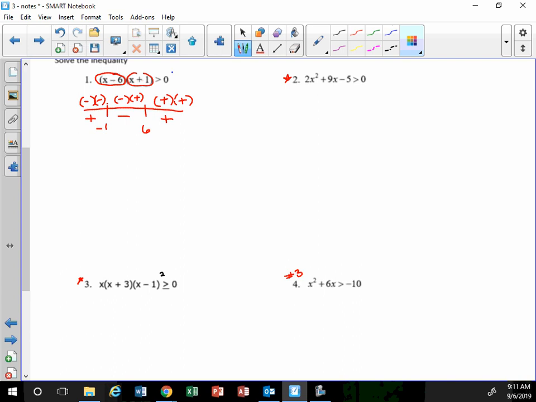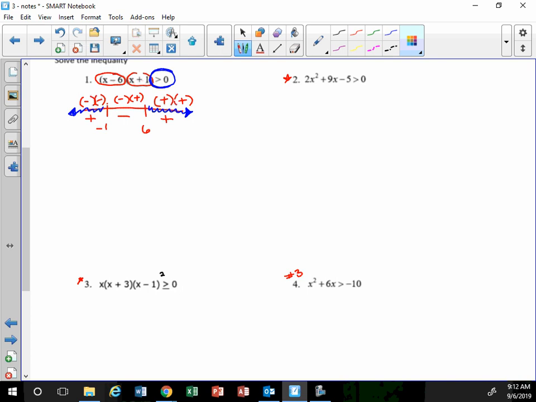It is asking me, when is this greater than 0? Okay. So do you think I want positive answers or negative answers? Positive. So I want the parts of my number line that are positive, which was over here. Over here. Now I'm fully aware that numbers in this section are negative, but the product of the two factors in this area is positive. That's what we're talking about.